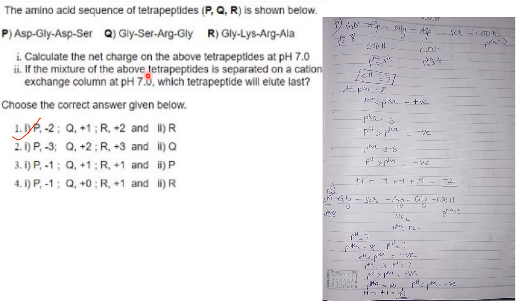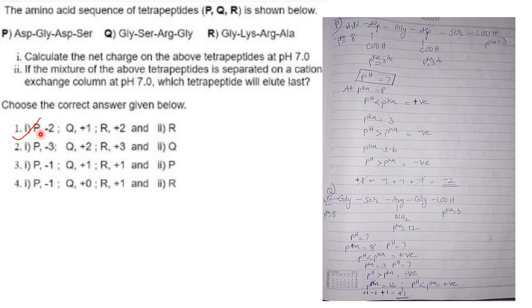If the mixture of the above tetrapeptides is separated on a cation exchange column at pH 7, so it is at the same pH they are separating. So the charges won't change that we calculated in question 1. Which tetrapeptide will elute first? So cation exchange column resin is negatively charged. So naturally those which are positively charged, they will bind to the column. Whereas those that are negatively charged, they will get repelled from the column and they will elute first.